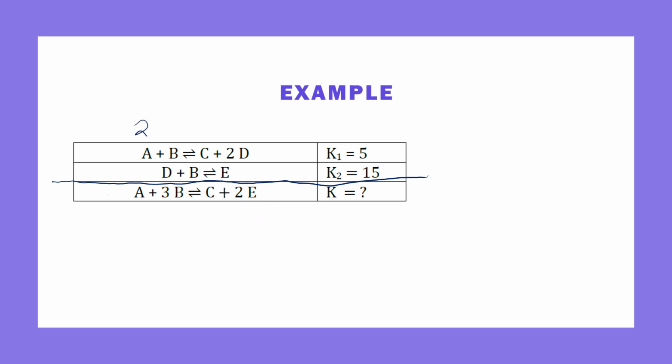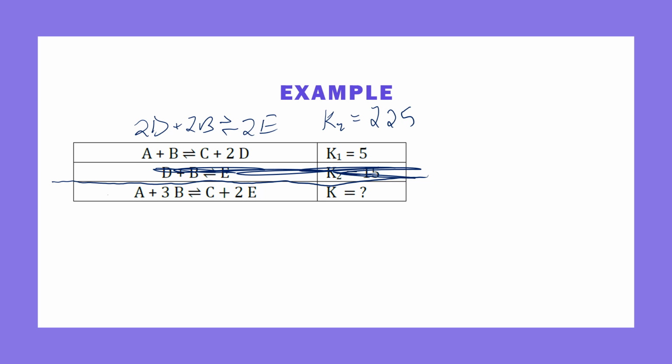So I have 2D plus 2B yields 2E. And then when I multiply that whole reaction by 2, I'm going to raise K to the 2nd power. So that will be 15 squared, or 225. And I like to cross out reactions once I've used them so I don't confuse it later on.